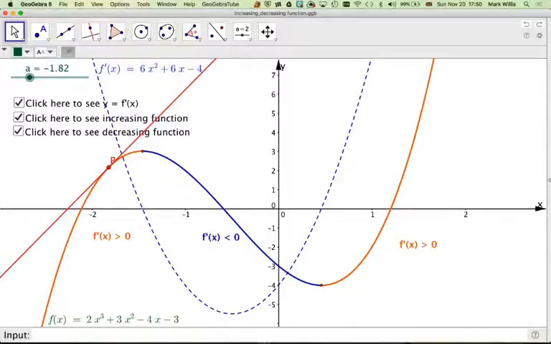Okay, so this has been a video to show you where an increasing function is. You just need to find where the gradient is positive, here and here, and a decreasing function.